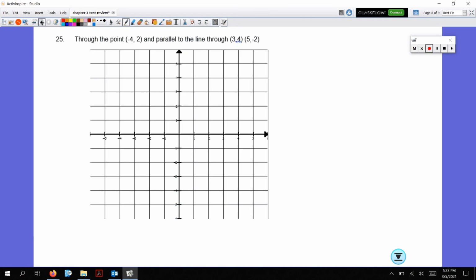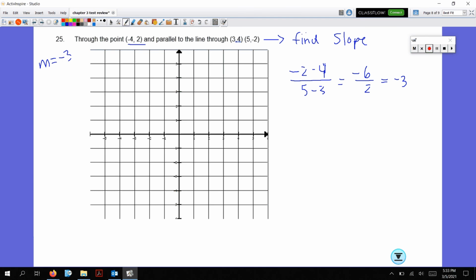All right, here we go. We have another one. Oh my gosh, through the point -4, 2, but it is parallel to the line. So we're going to find the slope. -2 minus 4 over 5 minus 3. -2 minus 4 is actually -6. 5 minus 3 is 2. -6 divided by 2 is -3. My slope is the same because it's parallel, so it's -3.